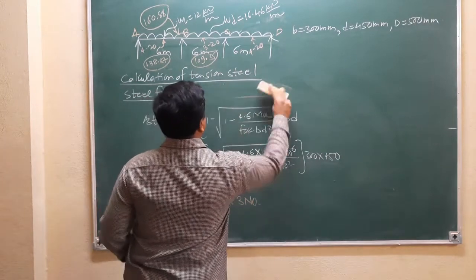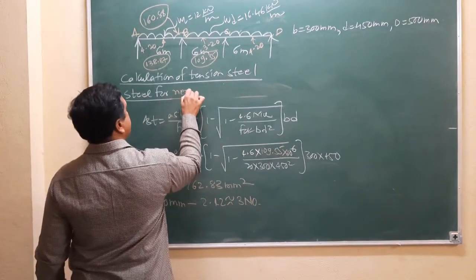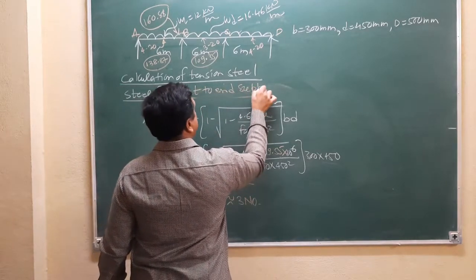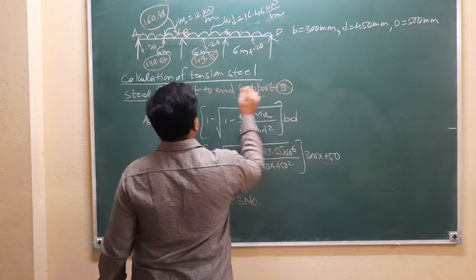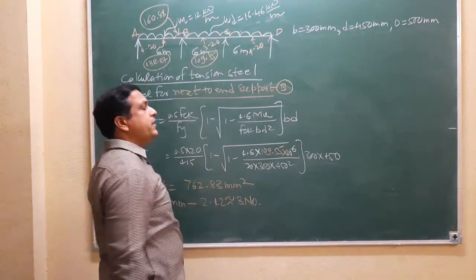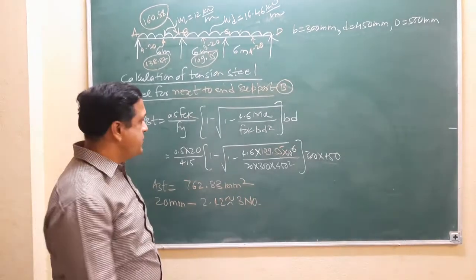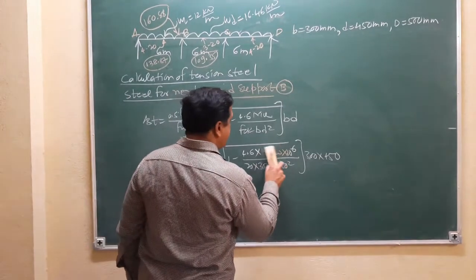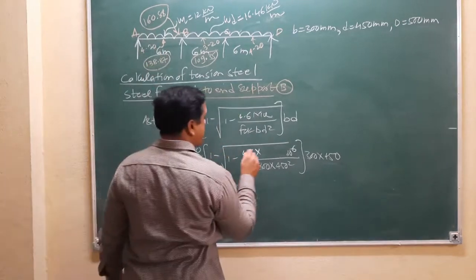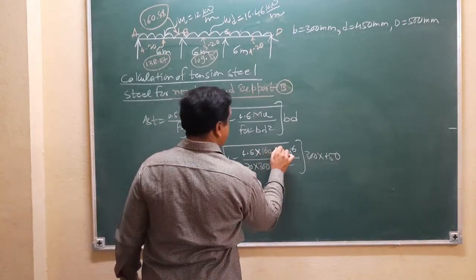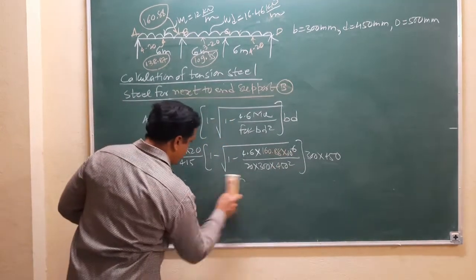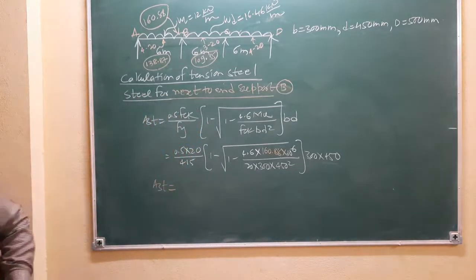Now you have to find out the steel for next to end support B. So steel for next to end support. It is similar to C, because the loading is the same as well as the span is the same. Now you have to use the same formula again because it is acting as an under reinforced section. So only change the amount of bending moment. It is 160.88 into 10 raised to 6. Now what is the value?